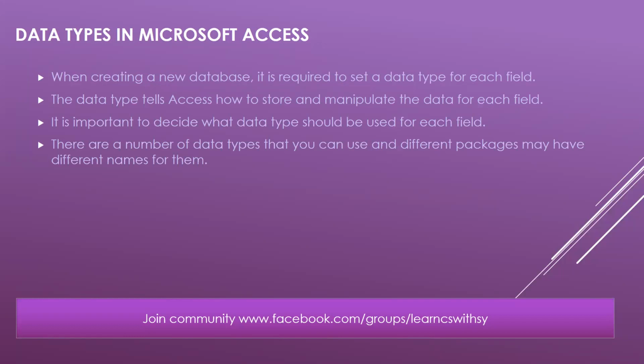There are a number of data types that you can use, and different packages have different names for them. But since we are learning Access at the moment, we are going to restrict ourselves to Access only. In Access, an alphanumeric field, and as the name implies, alphanumeric means alphabets and numbers, is called a text field. The 3 main types of fields are alphanumeric, numeric, and Boolean.